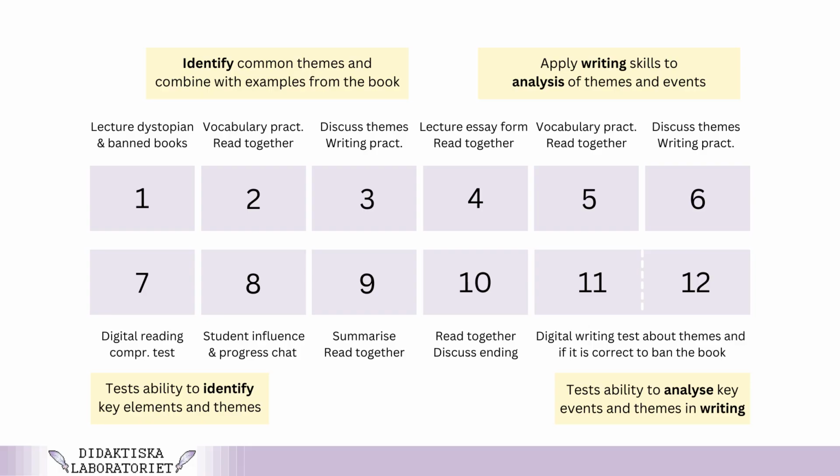And then eventually I spoke with my students about their progress. We summarized the story thus far, we read together, and then finally we read the ending and discussed the ending during lesson number 10. And then finally, the students wrote an essay, so digitally in this case, over the course of 2 lessons, where they then talked about the themes. They could choose a few themes from the book The Giver, and they also could discuss whether or not they believe that it's correct to ban the book.